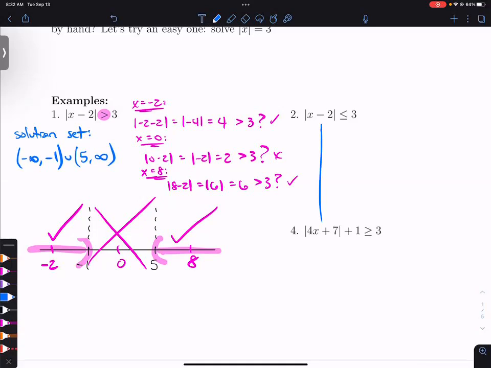Well, let's be careful. We want less than or equal to 3, right? So if I flip these inequalities, now I'd be asking, is 4 less than 3? No. Is 2 less than 3? Yes. Is 6 less than 3? No. So we want the stuff in the middle, right? In between rather than outside. So -1 to 5. And now we should be using brackets, because it's less than or equal to.